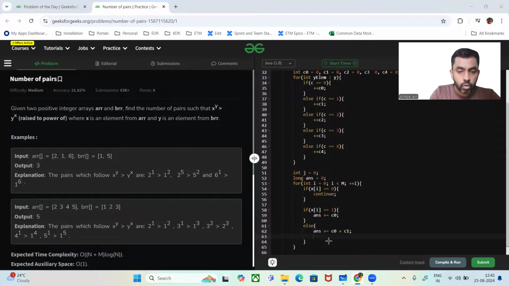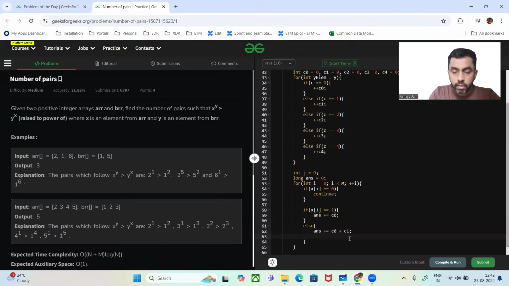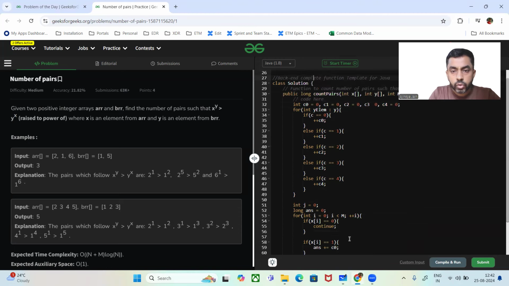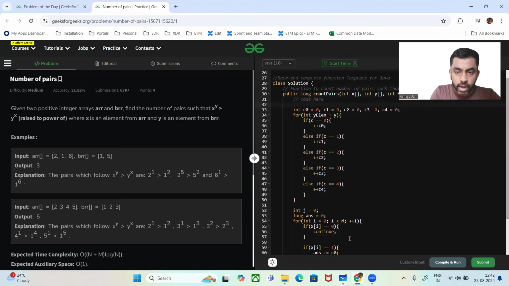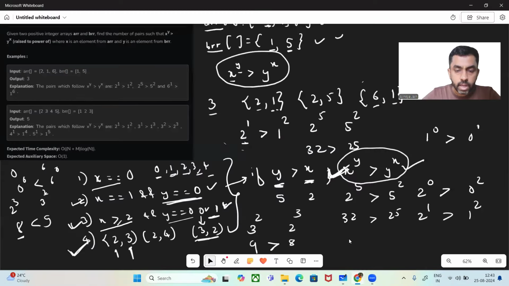Now what we are going to do here? First we have written this code. I forgot to mention that we are going to first sort the array. I'll explain why. We are going to do Arrays.sort(x), right? And Arrays.sort(y). Okay, so we have this.